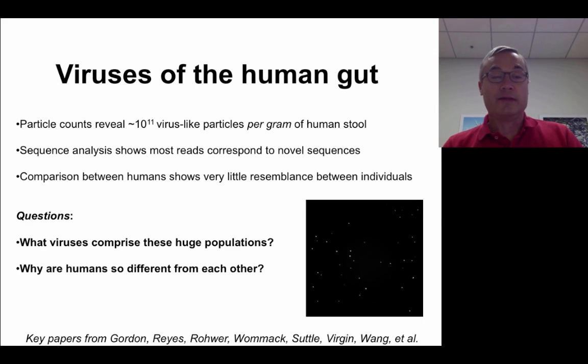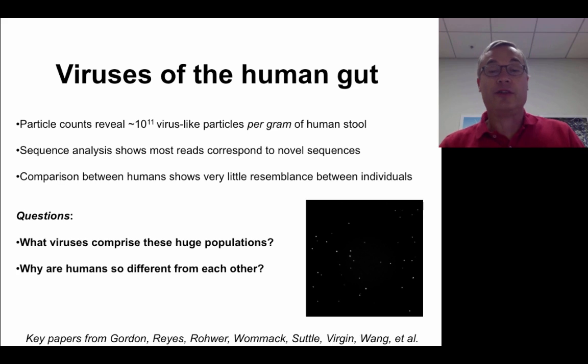So, viruses of the human gut: their particle counts show something like 10 to the 11th viruses per gram of human stool. And with more advanced nucleic acid-based methods, that's what we typically see. Sequence analysis shows most reads correspond to novel sequences, not sequences that are present in databases now. And that's not surprising because, remember, I said that there are these enormous populations of phages in the world, 10 to the 7th per milliliter in seawater. There are only a few thousand in databases, so it's not surprising that if you capture a new phage in the wild and sequence it, it's generally not going to be close to something that's already there in the databases.